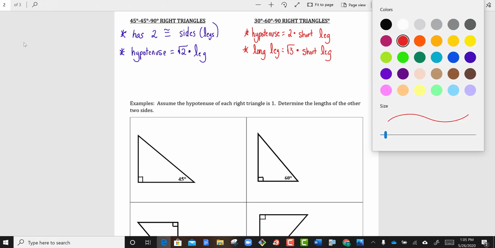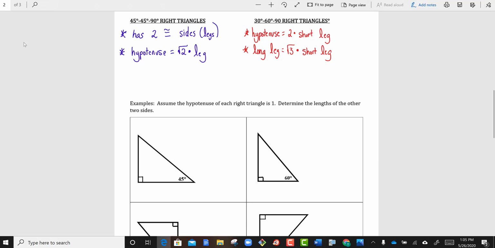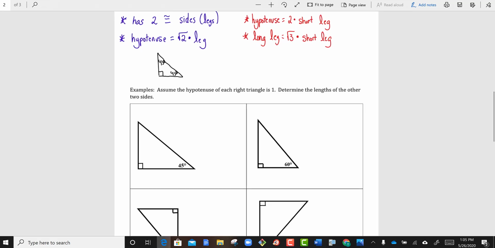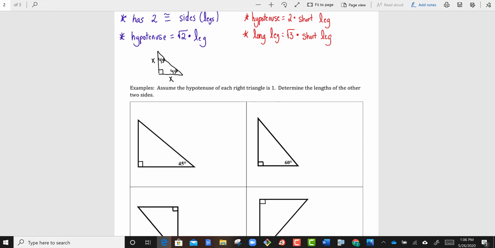All right, so in this video, we're going to work on special right triangles. You can see the formulas up there that you learned in geometry. 45, 45, 90-degree right triangles have two congruent sides. So if the two sides were labeled as x's, and x can be anything, but the two sides are the same, then the hypotenuse would be x times the square root of 2.